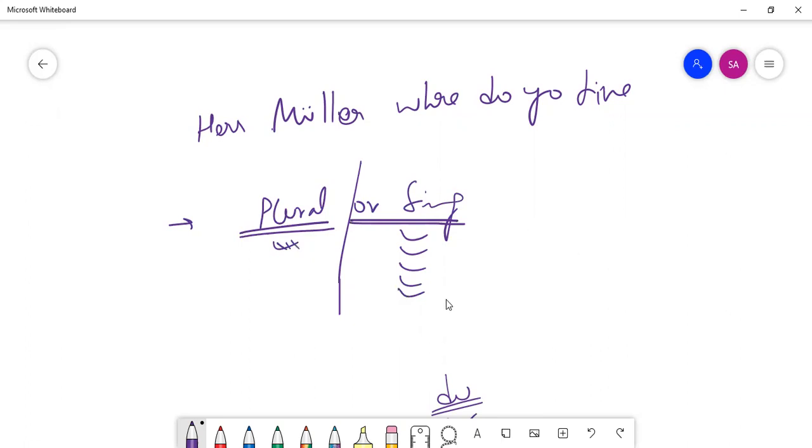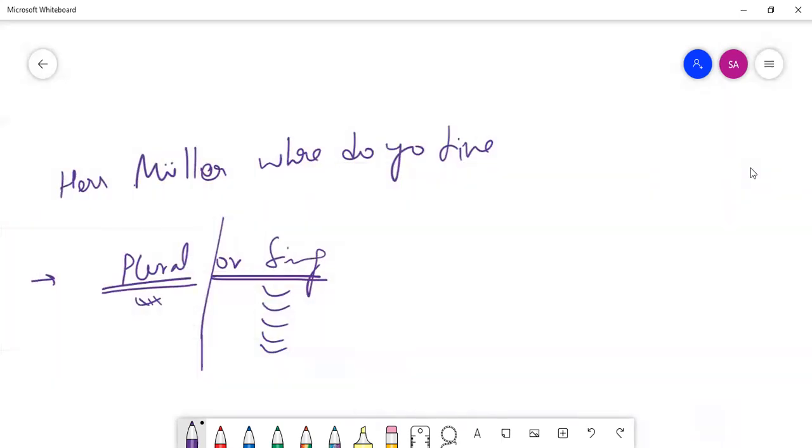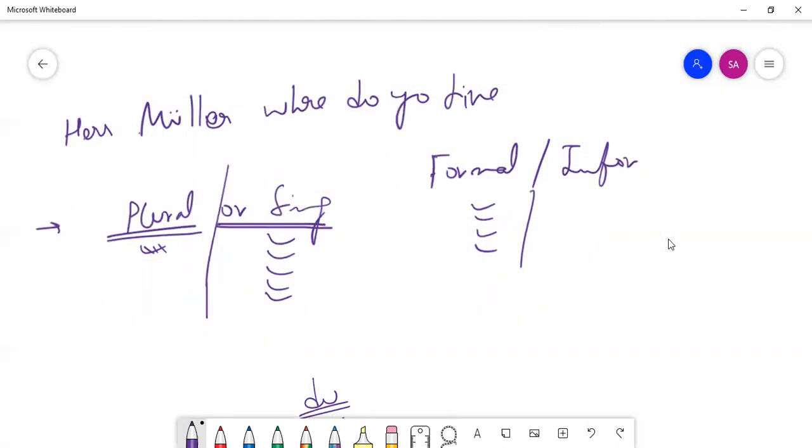That's great. Now let's come to the second aspect: whether it is formal or informal. Formal. Right. Okay, so the majority says formal. That's right. Absolutely correct. So friends, first of all, these are the two things that you have to take into consideration before using any pronoun. Herr Müller, this straight away tells me that it's singular and it's formal, right? So where do you live?